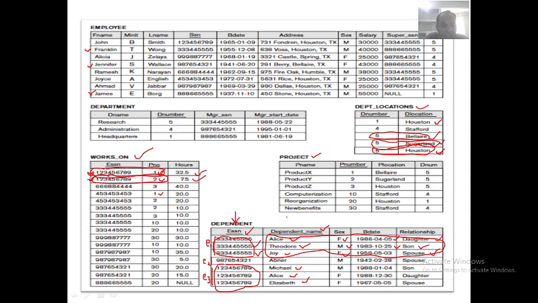Now here, if I take only this dependent name, see here, Franklin is also having a daughter whose name is Alice, and this John B. Smith is also having a daughter, her name is also Alice.